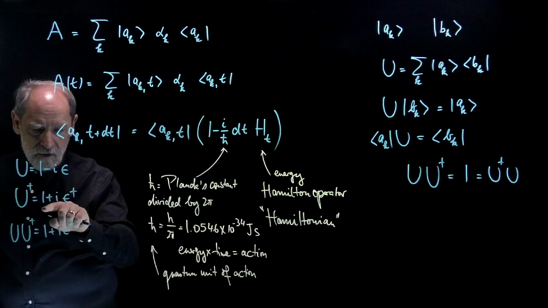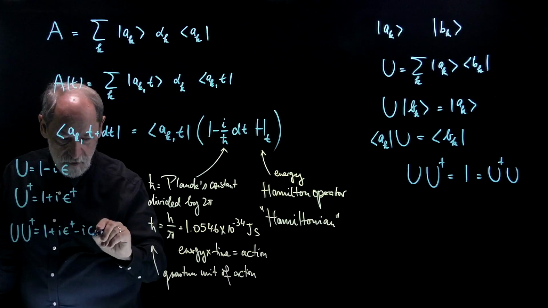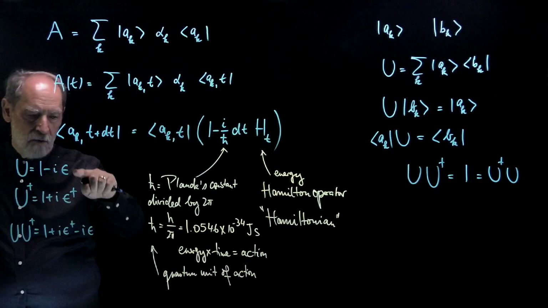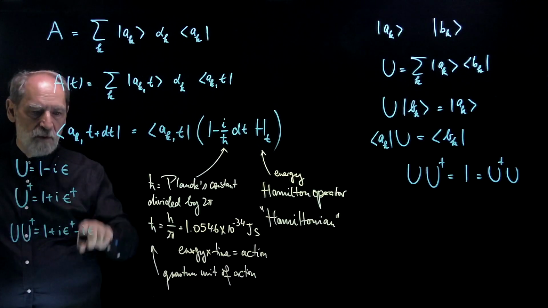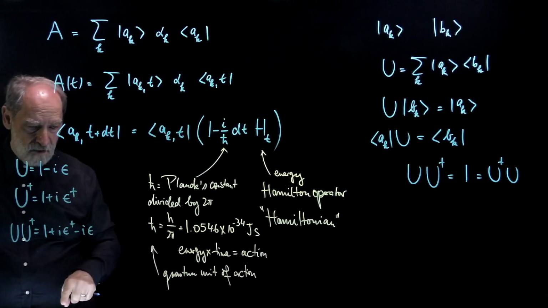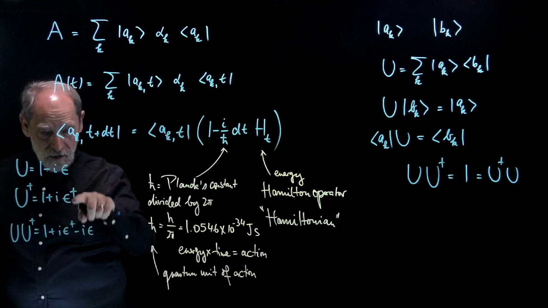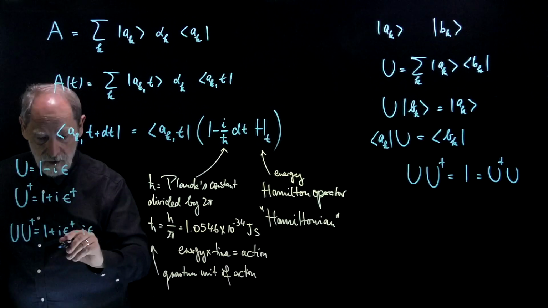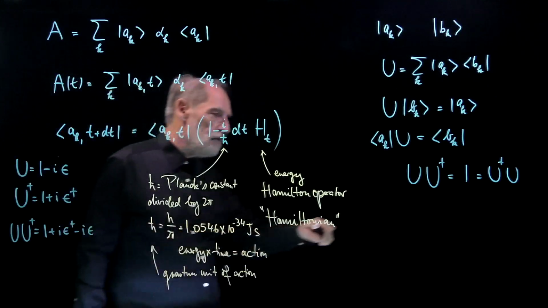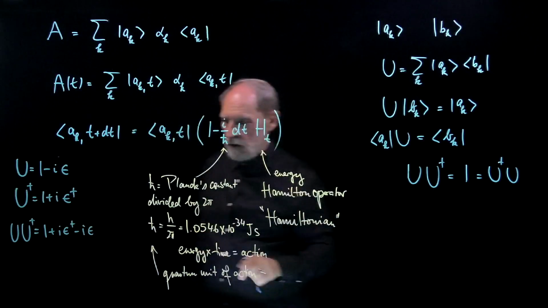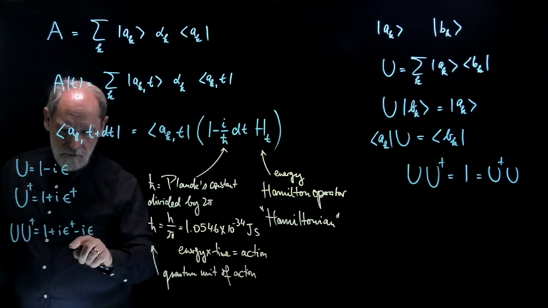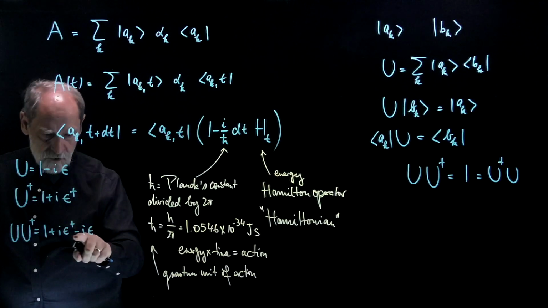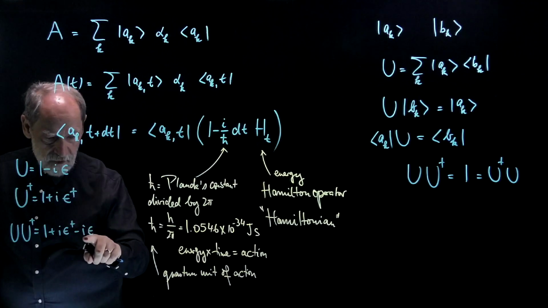The minus i epsilon times 1 is minus i epsilon. And then there is the term where the epsilon is multiplied with the epsilon adjoint, but this epsilon is an infinitesimal quantity, so we don't need to take its squares into account. And so if this is a unitary operator, the product should be 1, we need the i times epsilon adjoint to cancel the minus i epsilon.